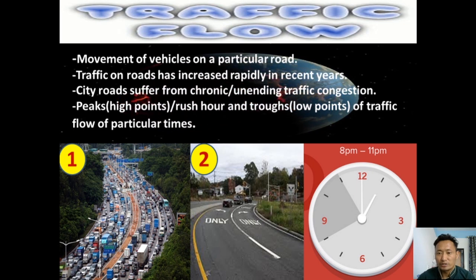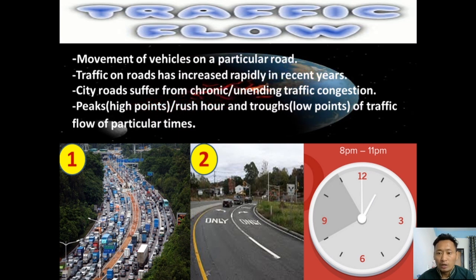If we look at this image, we have a clock, and in that clock we have a dark shaded portion. This particular time, from 8 a.m. to 11 a.m., we can call a high point or rush hour. Why? Because during that time the maximum number of vehicles are on the road. Most people are moving from their homes to offices or workplaces, and many people are moving to schools and colleges. Because of that, we have the maximum number of vehicles on the road, so this time is a high point or rush hour.